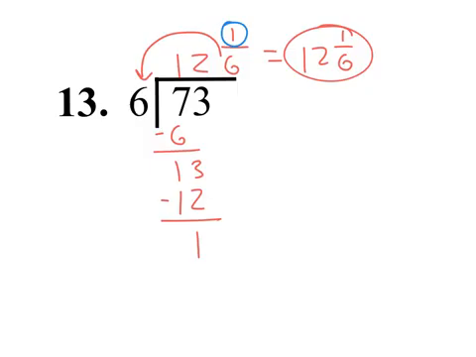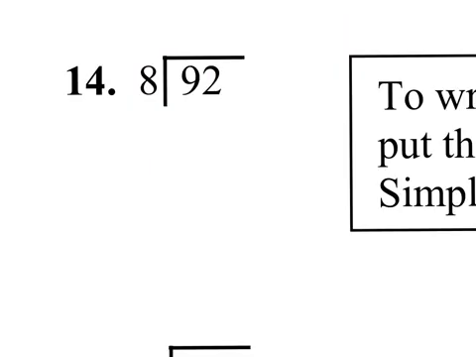On to number 14. So number 14, we've got 92 divided by 8. 8 will go into 9 one time. 1 times 8 is 8. Subtract those. 9 minus 8, that's 1. Bring down the 2. 8 will go into 12 one time. 1 times 8 is 8. Subtract those. I have a remainder of 4. Now I am done reducing because my remainder is smaller than my divisor.